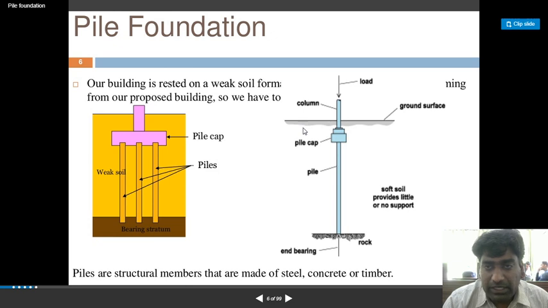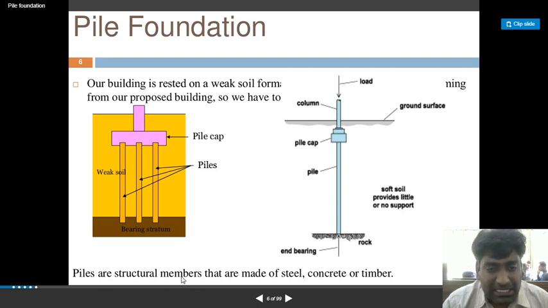In the figure we can see that at the ground surface, load comes from the superstructure to the column, and a pile cap is provided over the piles. Soft soil doesn't provide support to the piles. So this is an end bearing kind of pile, which is supported on rock.